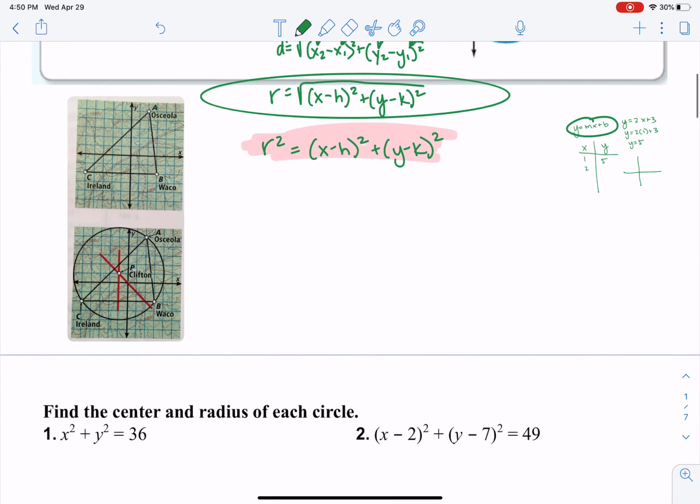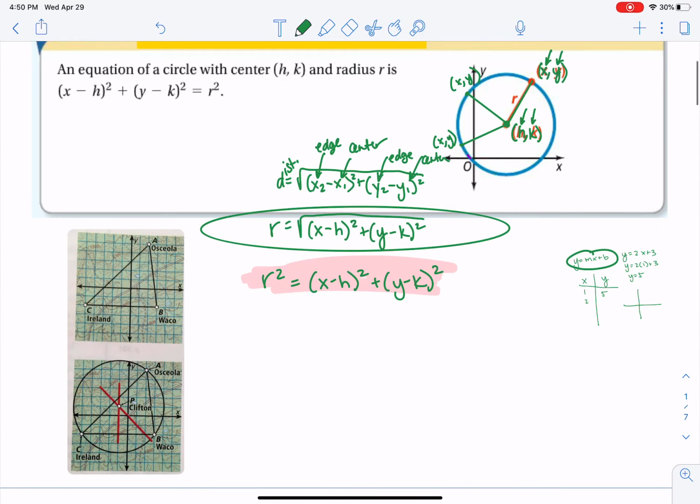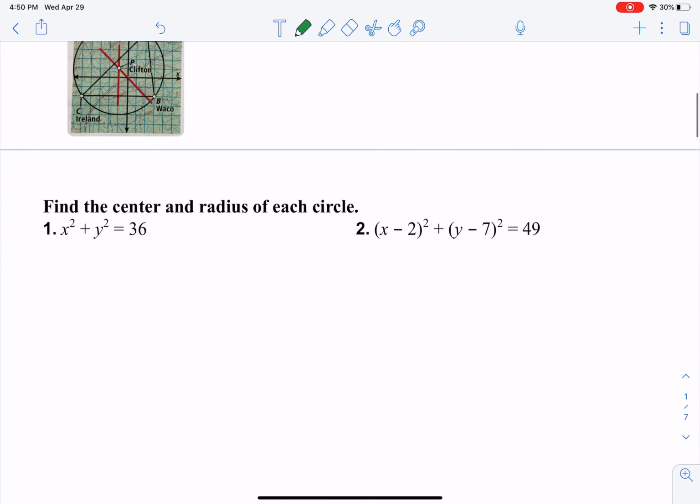So we'll just do a couple of practice problems. I'm going to bring this handy dandy formula down with me so that I can match it up. So it is x minus h squared plus y minus k squared equals radius squared. Again, the x stands for the outer part of the circle.